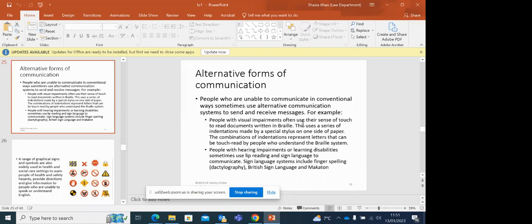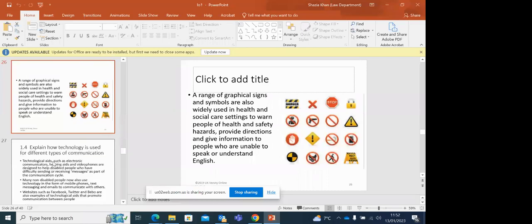People with hearing impairments or learning disabilities sometimes use lip reading and sign language to communicate. Sign language includes finger spelling, British Sign Language, and Makaton. A range of graphical signs and symbols are also widely used in health and social care settings, and to warn people of health and safety hazards, provide directions, and give information to people who are unable to speak or understand English. So you've got a variety of signs there.